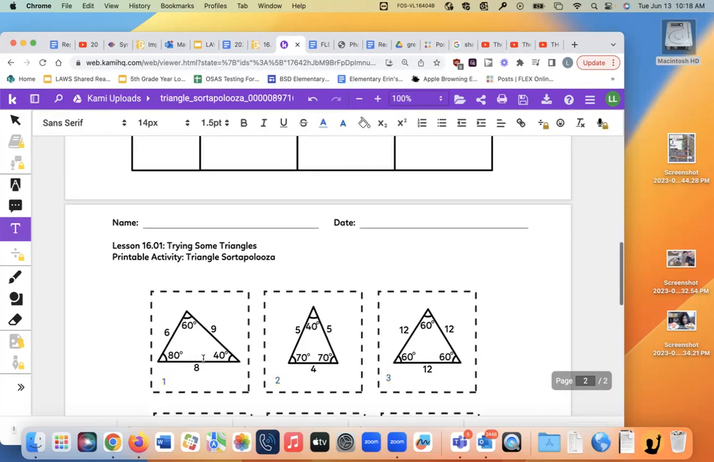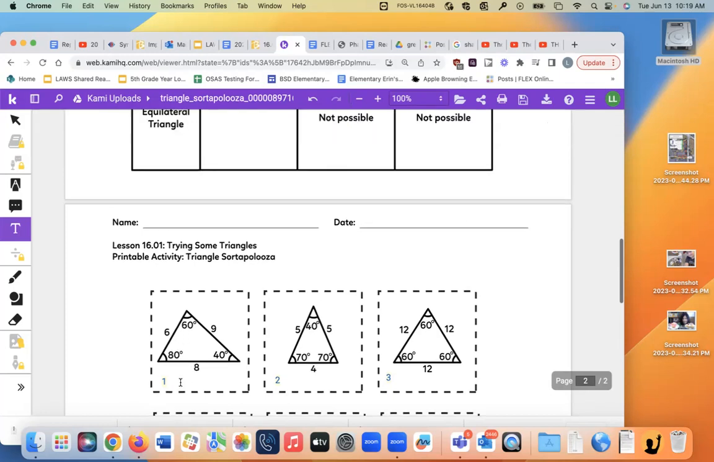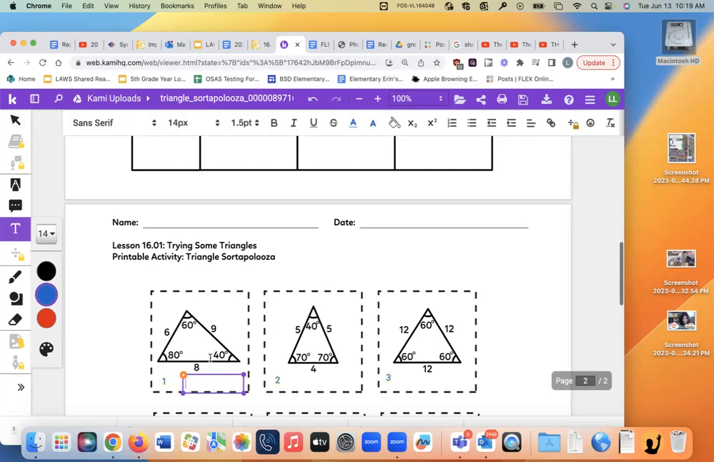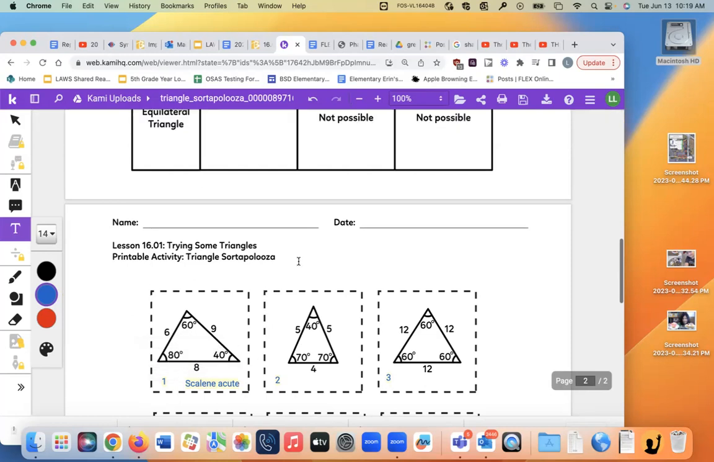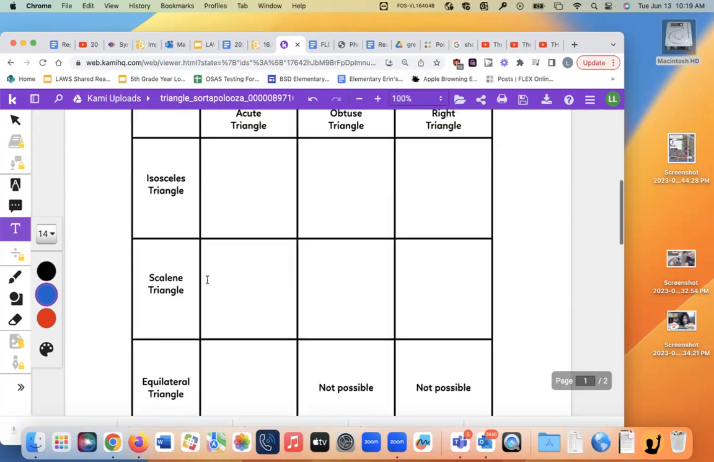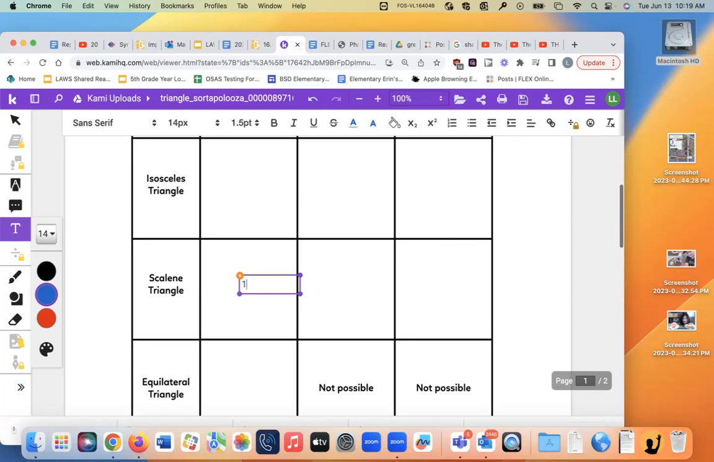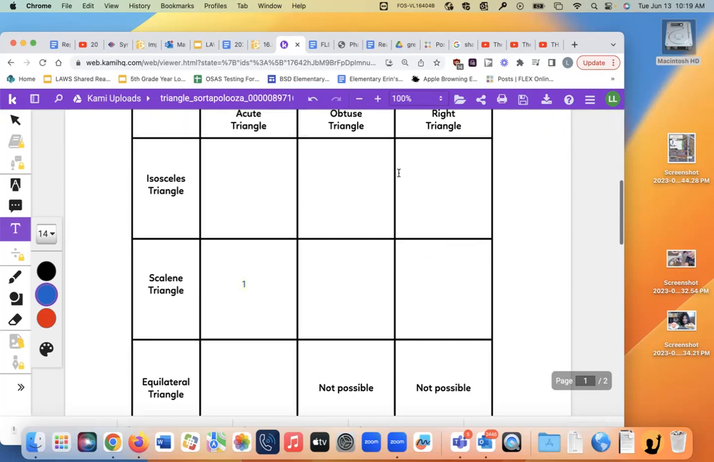Let's take a look. This one, acute or obtuse? I don't see any 90-degree angles or anything more than 90, so I think it's acute. And then the next thing I have to know is, does it have the same length sides? Nope, 8, 9, 6. So this is a scalene acute triangle. So number 1 goes with scalene acute. Let's go up here, scalene and acute. Number 1. See if you can figure out which one goes in each box.